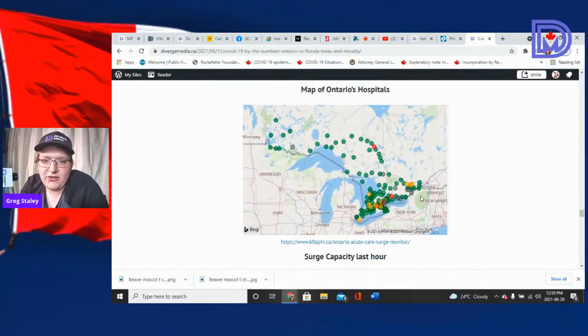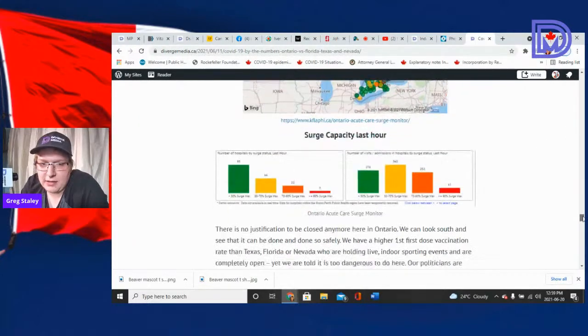And then I threw in the hospital surge capacity when I wrote the article. For reference, what you're seeing in red is equal to or greater than 90% of surge capacity. Yellow, 70 to 90. Orange, I'm not sure what orange is, 80 to 90. And green is under 50. But that's your picture of Ontario 9 days ago. Surge capacity by the hour, less than 50, 85 hospitals, 50 to 70, 44, orange, 70 to 90, 22, and then equal to or greater than 90. So that's kind of the case there.